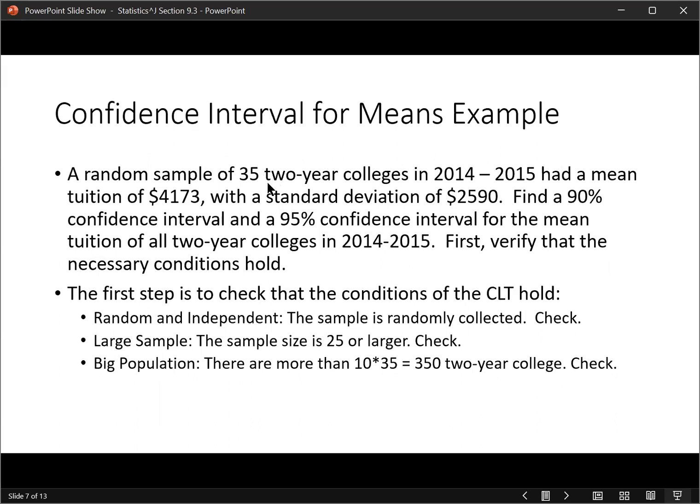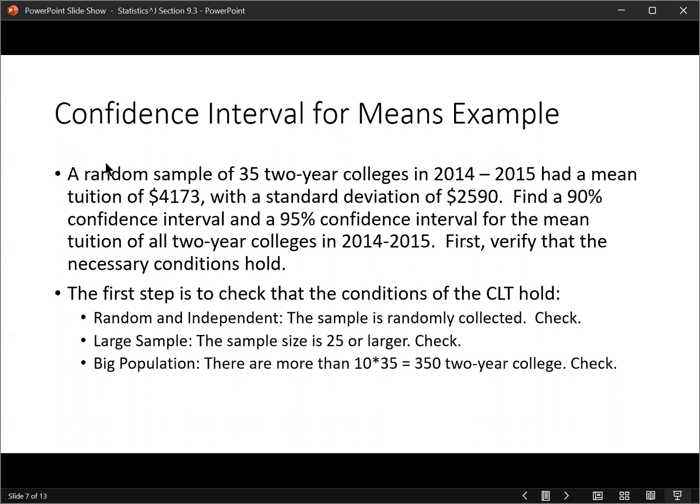All right, so suppose we have a sample of 35 two-year colleges, which has a mean tuition of 4,173 and a standard deviation of 2590. It wants us to find a 90% confidence interval and a 95% confidence interval for all of the two-year colleges. And it says verify. So first, it tells us to verify that the conditions hold. All right, let's just do that. So how do we tell that this is random and independent?